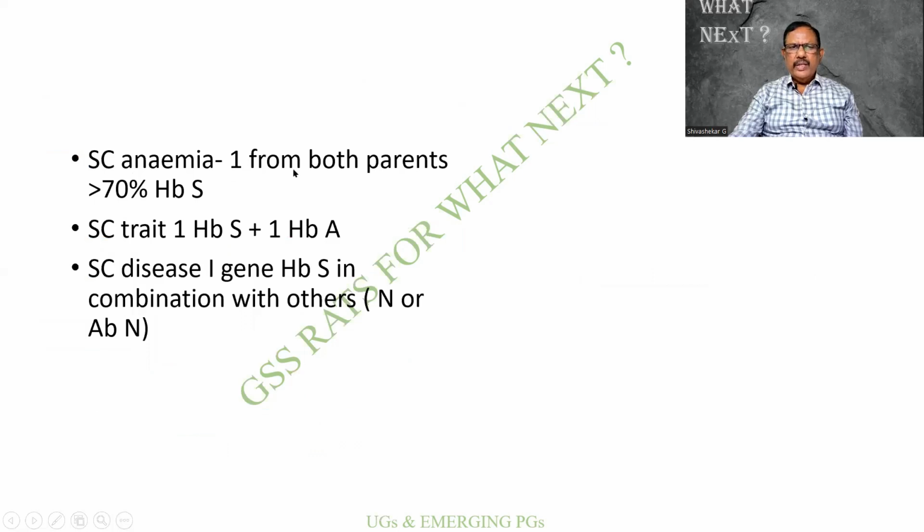As I told you, sickle cell anemia can be from both the parents. Sickle cell trait, one has a hemoglobin S, whereas the other is not. Sickle cell disease, on the contrary, is one gene for hemoglobin S and another for a normal or an abnormal hemoglobin.